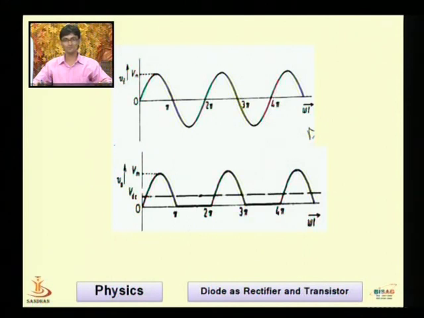Hence from pi to 2 pi, if you try to see the below waveform, we are not getting any output. Then again from 2 pi to 3 pi comes the positive half cycle, and for that positive half cycle we are getting the output from the diode. This is how we can justify the positive half cycle and the negative half cycle of the given rectifier.